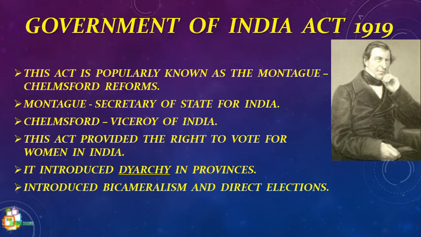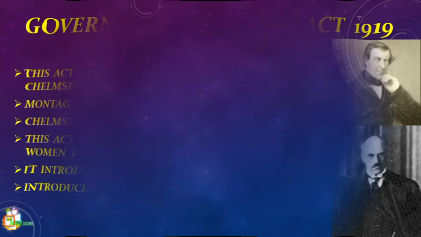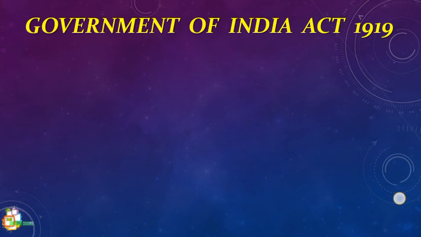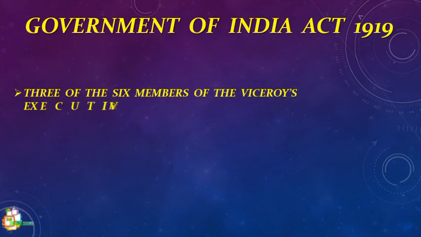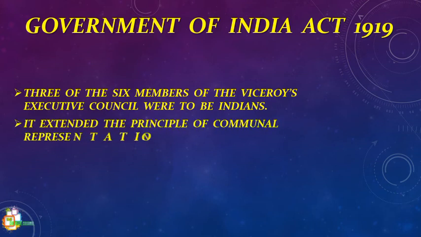It introduced bicameralism and direct elections. It required that 3 of the 6 members of the Viceroy's Executive Council, apart from the Commander-in-Chief, were to be Indians. It extended the principle of communal representation by providing separate electorates for Sikhs, Indian Christians, Anglo-Indians and Europeans.